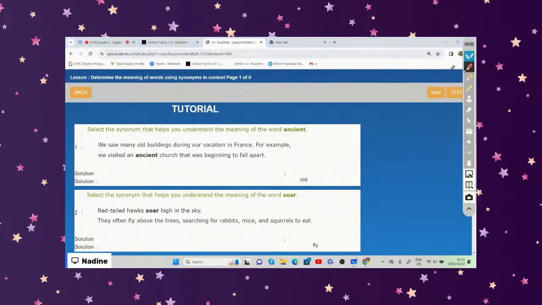And if we try to find the meaning of the word ancient, then we can look at the word old. Because ancient, it's to do with being old, it's many years ago, right? So the word old is similar in meaning to ancient, because ancient is old.